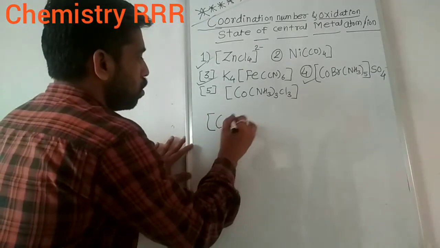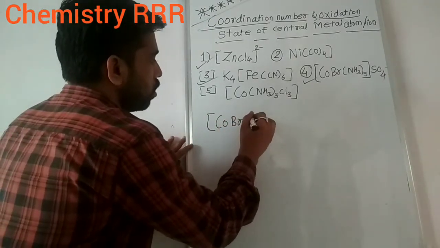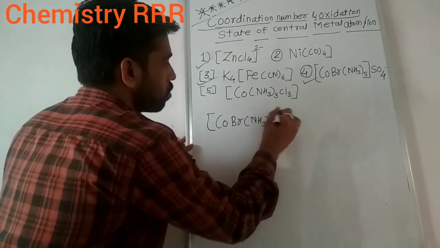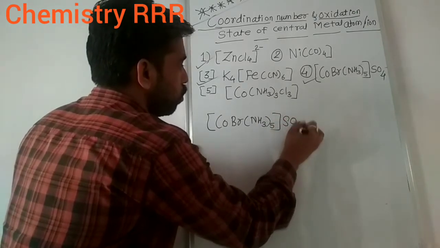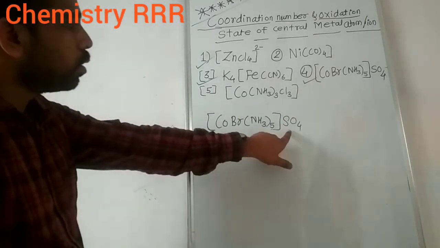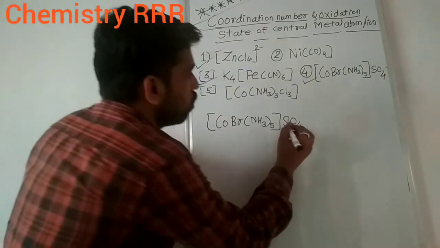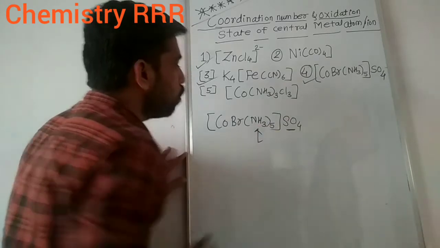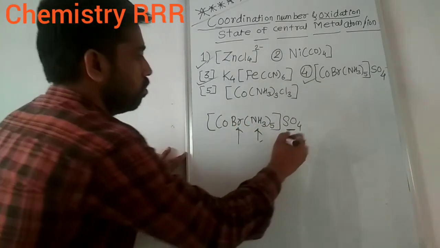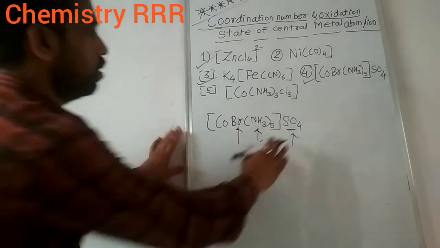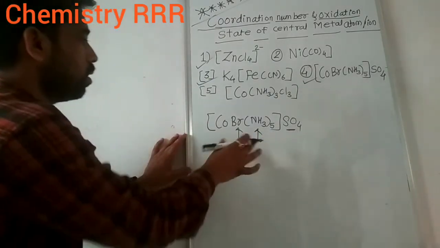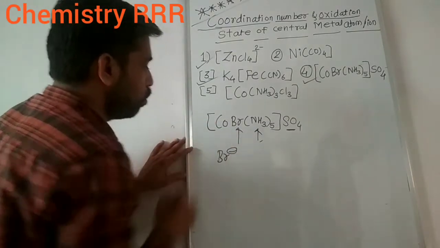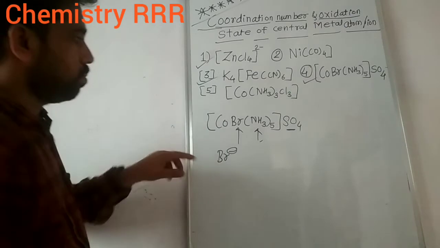Cobalt, bromine or bromo, amine, and SO4. Now, first we know the type of ligand. Okay, this is not a ligand, this is the counter ion. First we know the type of ligand. This is the bromine, or bromo. Bromo is a negative ligand.